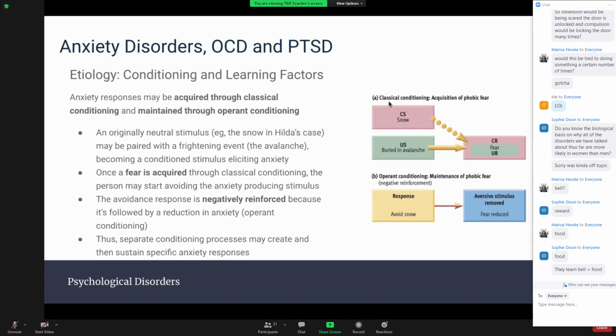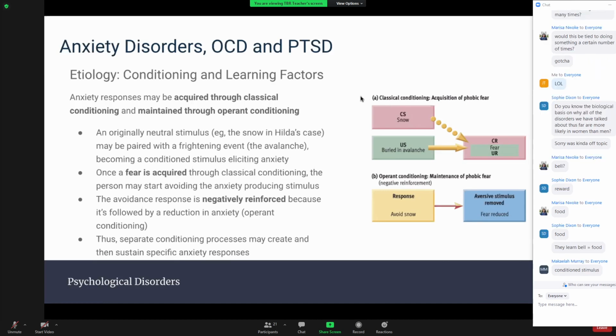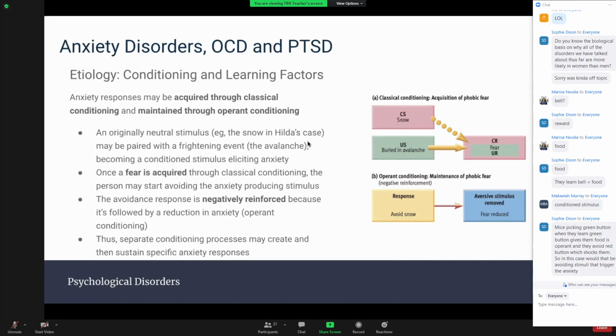Yeah, so they learn that. And what does the bell become? The conditioned stimulus. Exactly. So the bell goes from unconditioned to conditioned stimulus. In this case, the snow goes from unconditioned to conditioned, and it becomes a fear response.